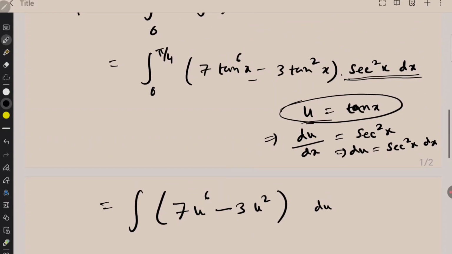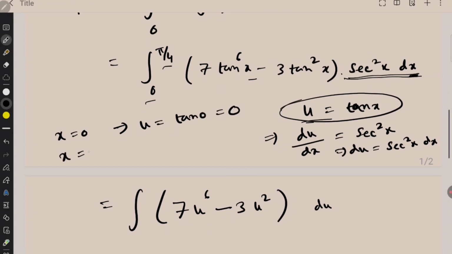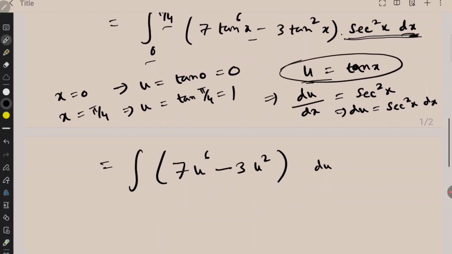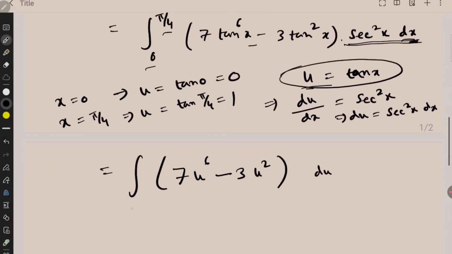Now, what about the limits of this integral? With respect to x, I have 0 to pi by 4. What's going to be the limit with respect to u? If x equals 0, what's the value of u? u is tan 0, which is 0. Now, if I put x equals pi by 4, my value of u is going to be tan pi by 4, which is 1. So instead of 0 to pi by 4, with respect to u, my limits are going to be 0 to 1.